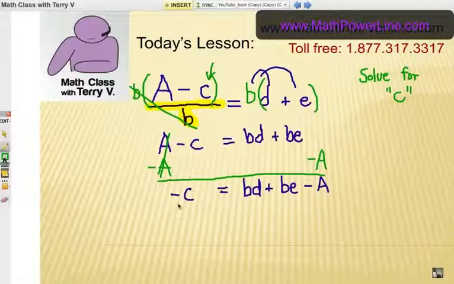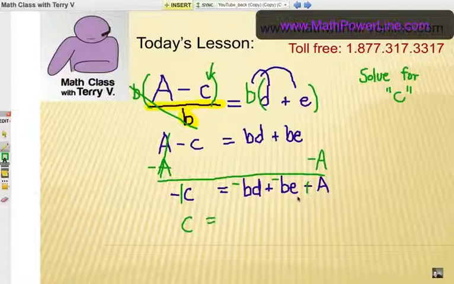Now we can't stop here because we have a minus C, which is really negative 1C. A couple ways to think about it. We can divide both sides, left and right, by a negative 1, or whenever you have a negative 1 factor you're going to divide by, it basically just changes the sign. So if I change the sign on everything, I'm going to get C equals, and this is going to be a minus BD, a minus BE, but a plus A.